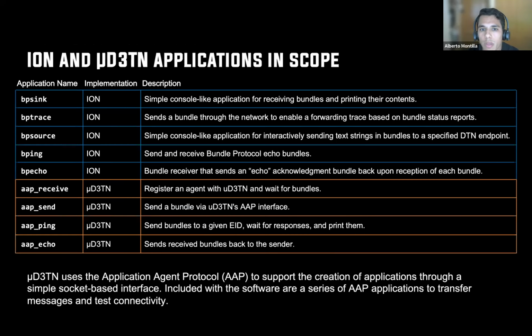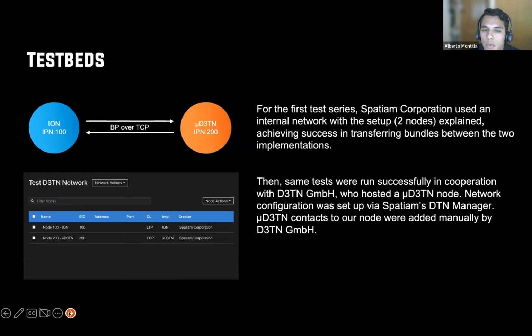So both ION and MicroDTN come with a predefined set of applications, and these are used to send and receive string payloads, echo and ping messages, files, and more. For MicroDTN, these applications use the application agent protocol. And for practical purposes, we focused this interoperability test on messaging applications to send and receive string payloads and echo bundles. Our goal in future iterations of this interoperability test is to focus on file transfer and other capabilities between the two implementations.